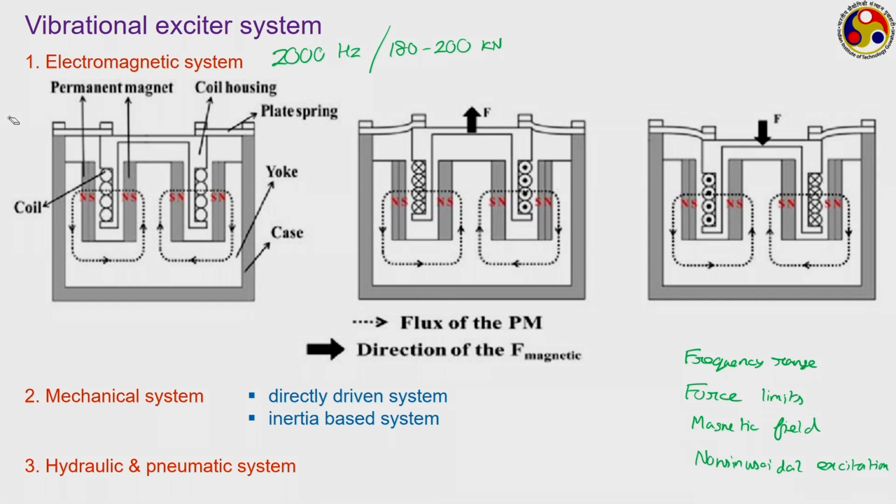What do you feel? Definitely the electromagnetic one, because there we can easily control the waveform by controlling the interaction between the two fields, and it is extremely difficult for the other two. So, the electromagnetic system is advantageous in terms of this point and also in terms of the earlier point. However, this is something that we have to be careful of while using an electromagnetic exciter system.